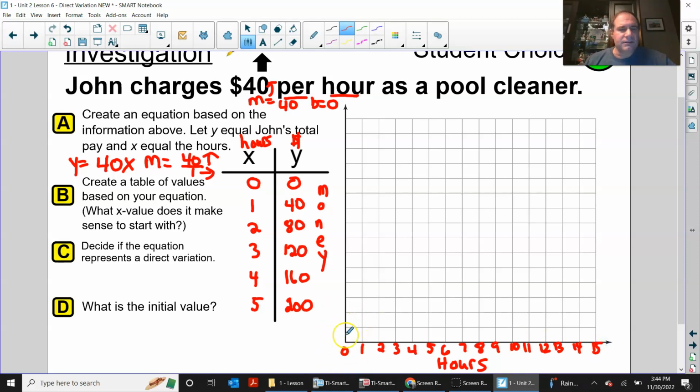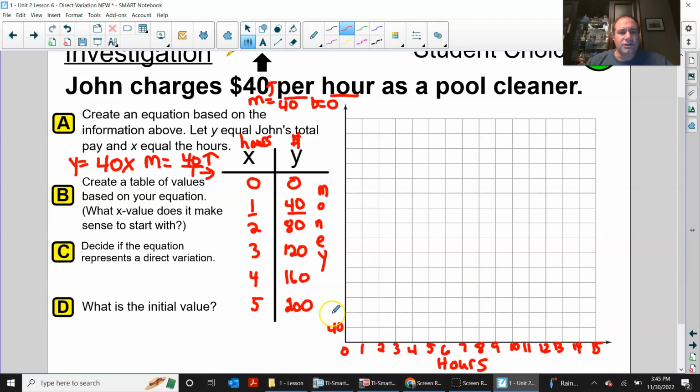This right here is going to be a question mark. Remember, this is money. So how much does John make in an hour? Does he start with anything? Is the initial value anything but 0? The initial value is 0. So we're starting with 0. But how much does he make then for 1 hour? He makes $40. So that's what you're going to put as the first number.